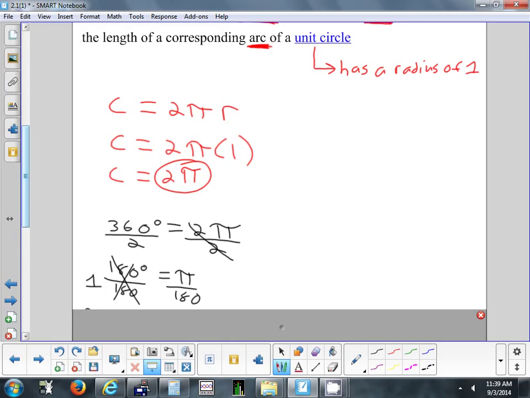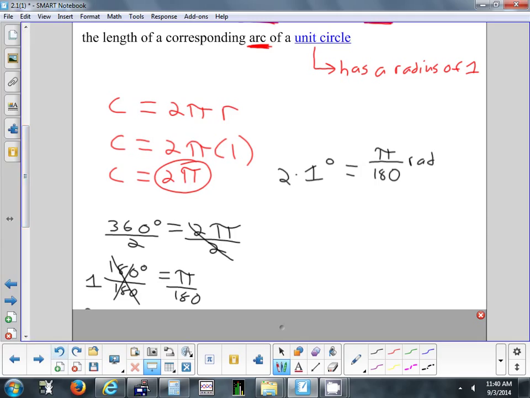180 divided by 180 is 1. Now we know we have this fact. In 1 degree, there's pi divided by 180 radians. Now that we have a 1 here, we could use this equation to figure out anything we want. If I wanted to know how many radians in 2 degrees, all I'd have to do is double what's on the left, double what's on the right, and I could do it out or reduce it. And now it tells me how many radians in 2 degrees, just by doubling each side.